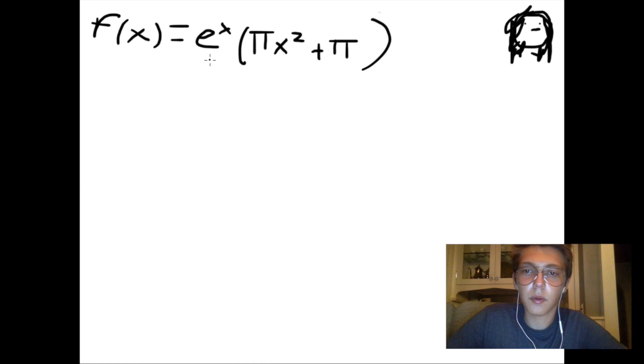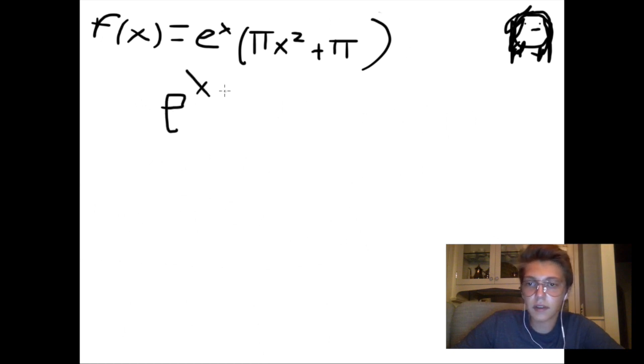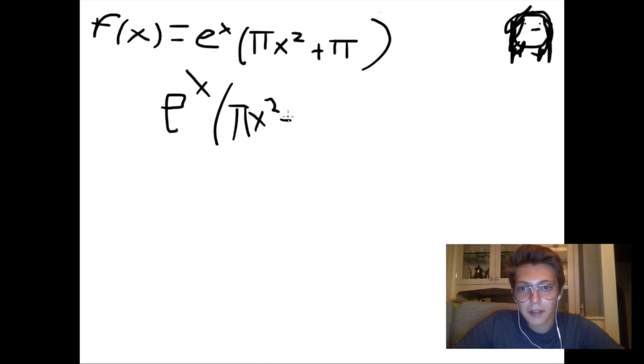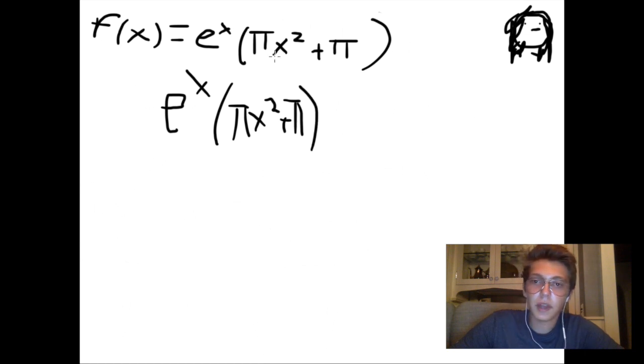Okay, now we'll try it one more time with e to the x, because e to the x is a special one with a special rule that I like to use for it. So let's get going. Okay, so first we find the derivative of e to the x. What is the derivative of e to the x, you may ask? It's e to the x. Special guy, you are. Multiply it by pi times x squared plus pi, and we add e to the x times the derivative of this.